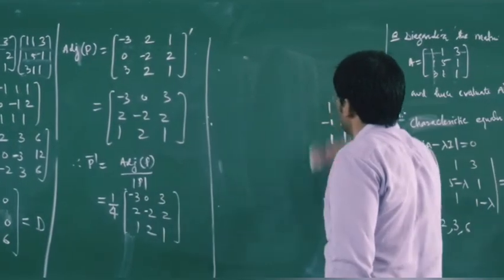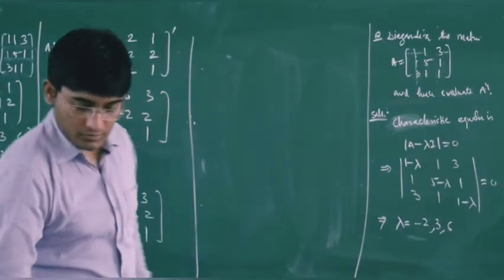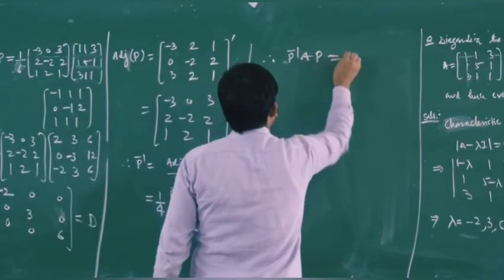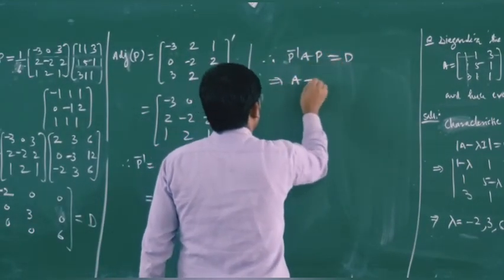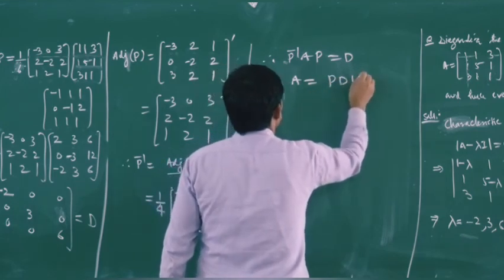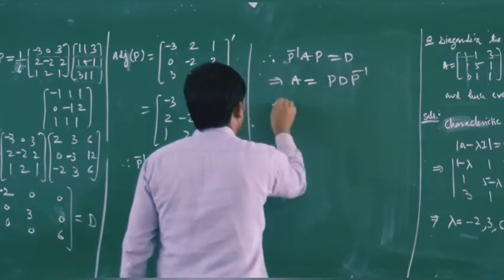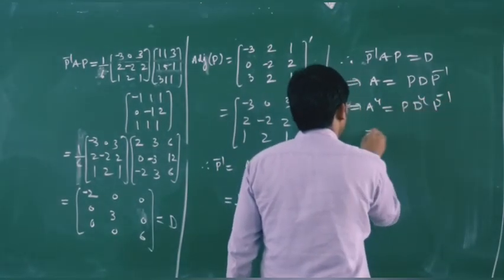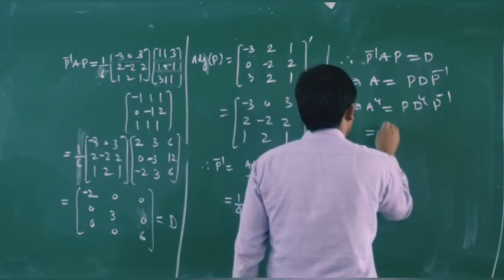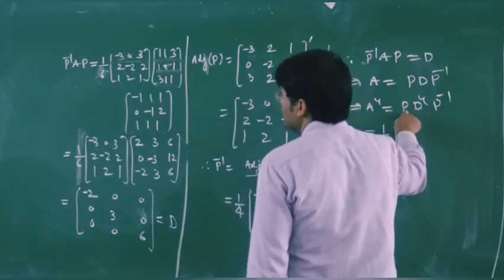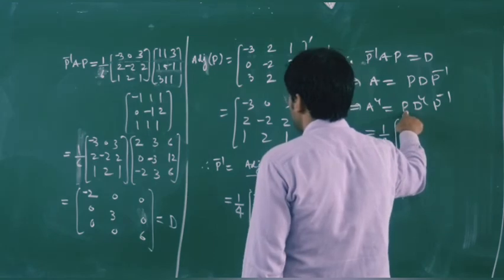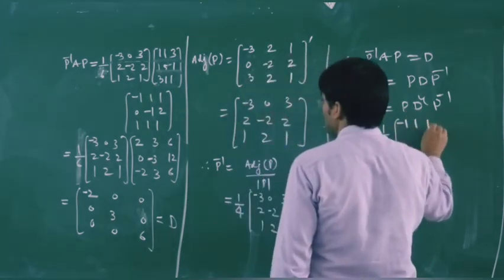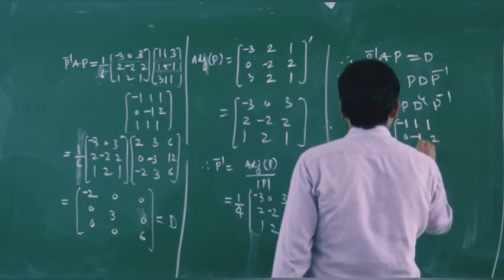Now let us calculate A power 4. Therefore, your P inverse AP is equal to D, and your A will be equal to PDP inverse, and your A power 4 will be equal to P D power 4 P inverse. Now the matrix P was this one, minus 1, 1, 1, 0, minus 1, 2, 1, 1, 1.